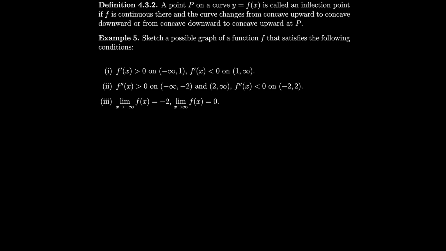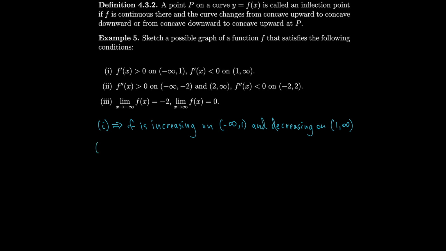Let's sketch a possible graph of a function f that satisfies the following conditions. Okay, so let's look at what number 1 tells us. Well, if the derivative is positive on this interval, and the derivative is negative on this interval, then that means that it's increasing on the first interval and decreasing on the second. So f is increasing on minus infinity to 1, and it's decreasing on the interval from 1 to infinity by our increasing and decreasing test.